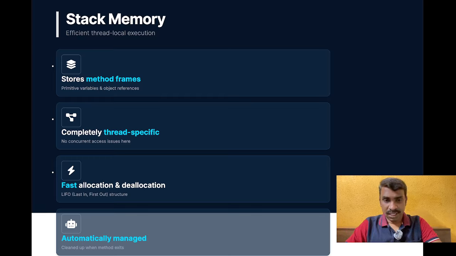Fast allocation and deallocation. It uses the stack itself. It's a LIFO, last in first out structure. So fast allocation and deallocation is there. It is automatically managed, cleaned up when a method exits. Means this memory is automatically managed. If a method exits, it automatically cleans up the particular variables.